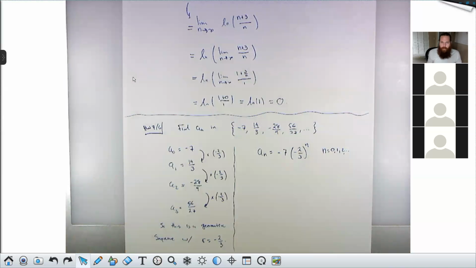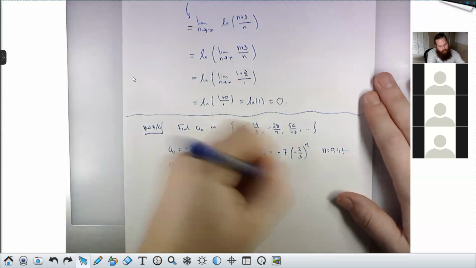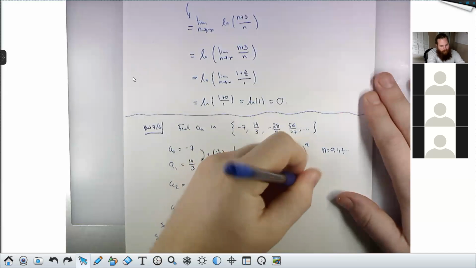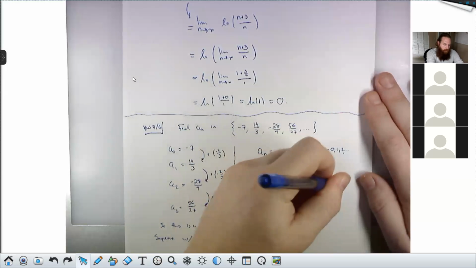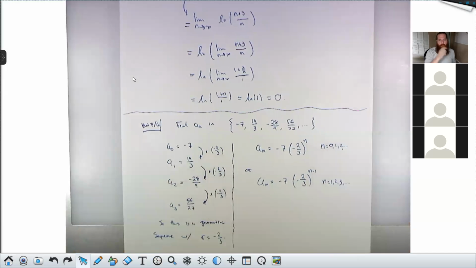But it's not the only way to write the solution. If you want n to begin at 1 rather than beginning at 0, you could say you have -7 times (-2/3) to the n minus 1. And here n runs from 1 onward. Either of these will work fine. They're just shifted versions of each other.